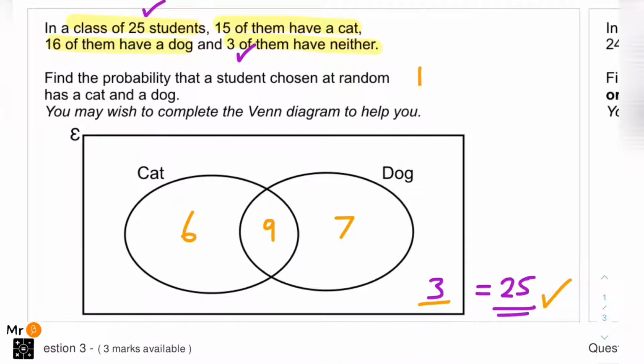Then the question asks you for the probability that the pupil chosen at random has a cat and a dog. And I'm using that notation you looked at yesterday. So cat and a dog must just be in the middle part of our Venn diagram, and there was 9 people there out of 25, because that's how many there were in total.